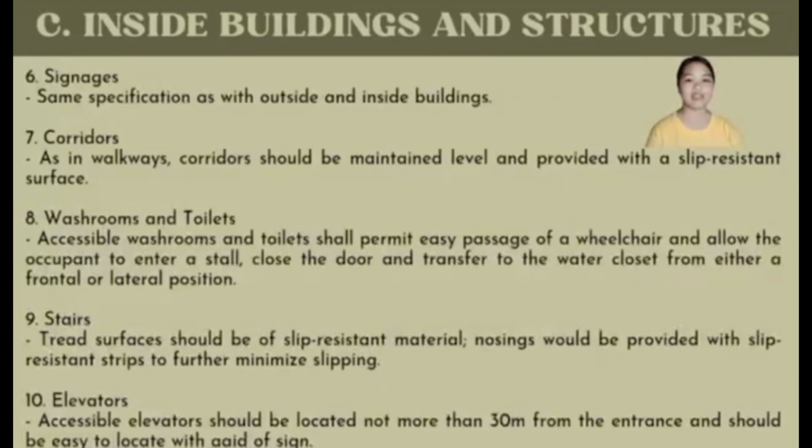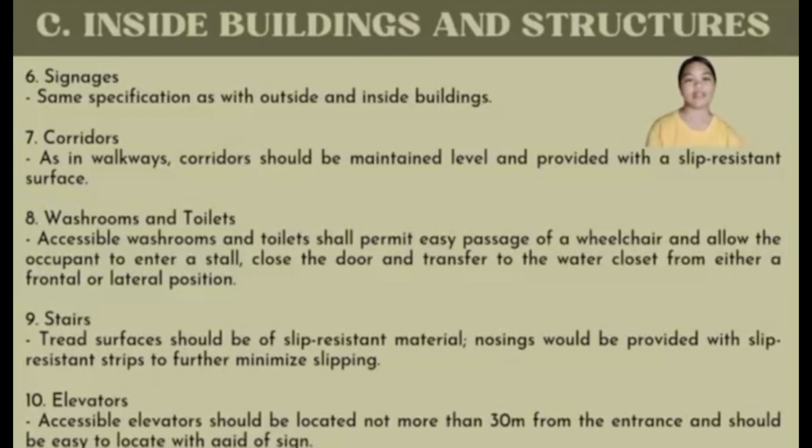Sixth is signages, same specification with the outside and inside buildings. Seventh is corridors. As in walkways, corridors should be maintained level and provided with a slip-resistant surface. 8. Washrooms and toilets. Accessible washrooms and toilets shall permit easy passage of a wheelchair and allow the occupant to enter a stall, close the door, and transfer to the water closet from either a frontal or lateral position.